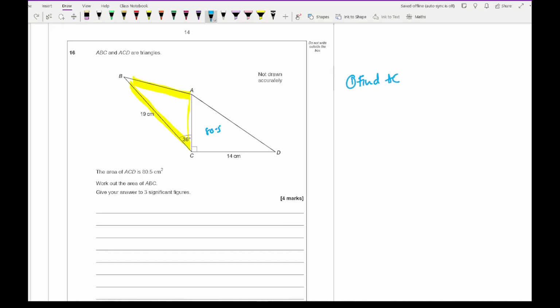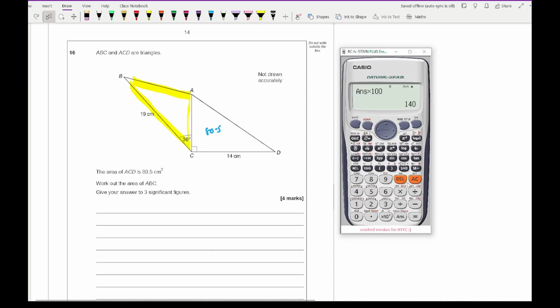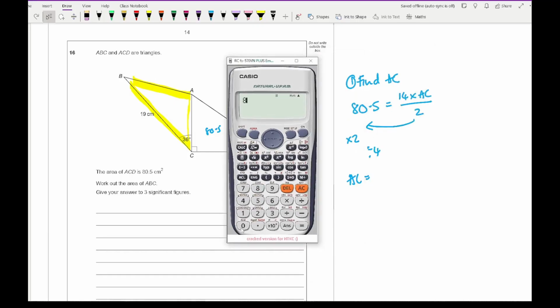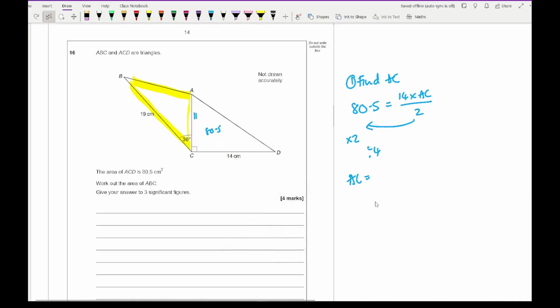So the first thing we need to do is find A to C. Now we do that by working out the area of the triangle ACD, which is 80.5, equals the base, which is 14, times the length AC divided by 2. So if I rearrange this by multiplying by 2 and then dividing by 14, I get A to C, which is going to be equal to, getting the calculator out, 80.5 multiplied by 2 divided by 14, which gives me an answer of 11.5. So this length here is 11.5.